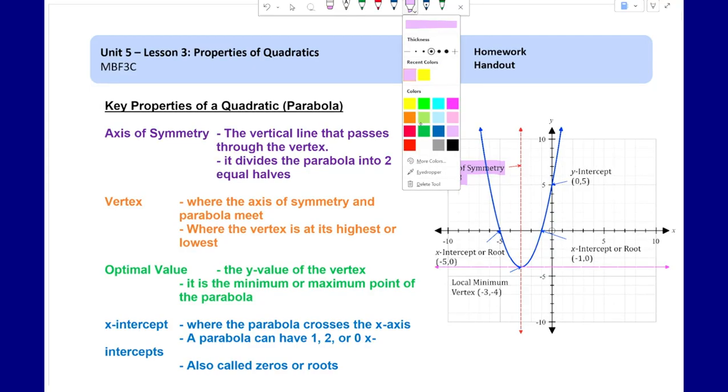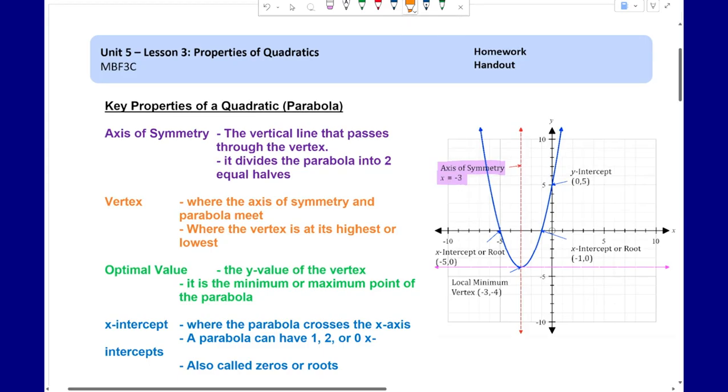Our vertex is where the axis of symmetry and the parabola meet. It is also where the parabola is at its highest or lowest. We can see our local minimum, our vertex, is here, right at the bottom. So that vertex is that highest or lowest point. It is also where the axis of symmetry goes through our parabola. Our vertex has two coordinates, an x and a y value. In this case, our x is -3 and our y is -4.